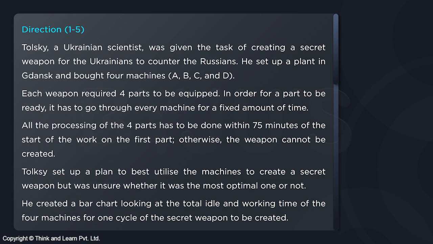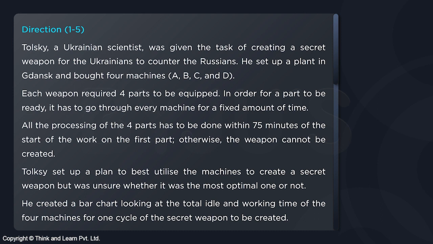So this set says Tolsky, a Ukrainian scientist, was given the task of creating a secret weapon for the Ukrainians to counter the Russians. He set up a plant in Dansk and bought four machines A, B, C, D. Each weapon required four parts to be equipped. In order for a part to be ready, it has to go through every machine for a fixed amount of time. All the processing of the four parts has to be done within 75 minutes of the start of the work on the first part, otherwise the weapon cannot be created.